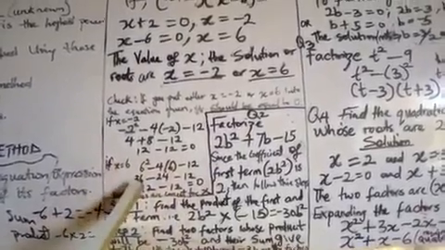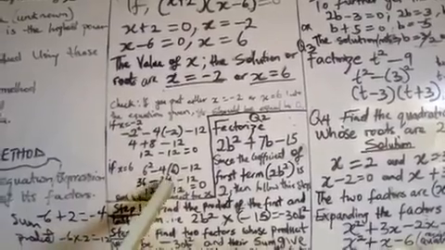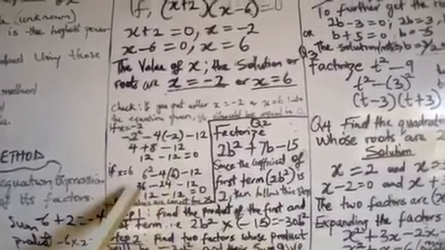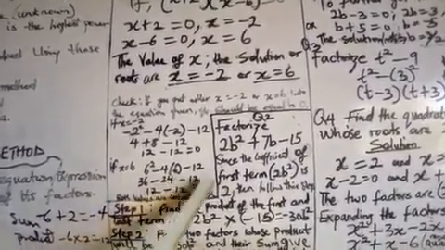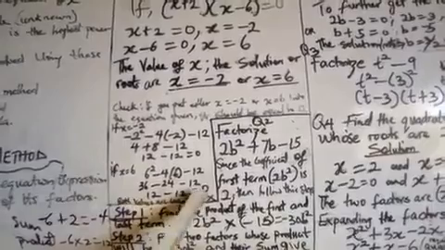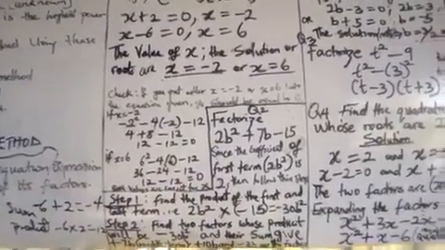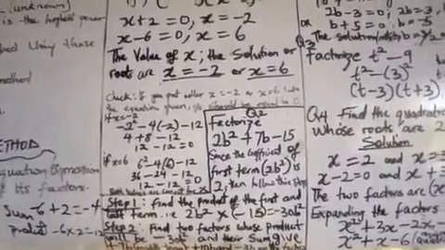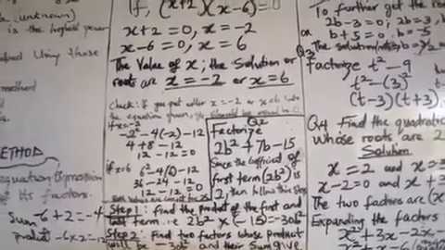6 times 6 will give us 36, minus 24, which is minus 4 times 6, will give us minus 24, minus 12. So you have 36. So 36 minus 24 will give us what? 12. Minus 6, 12, you have 12. 12 minus 12 will give us 0. So that means the two values, x minus 2 or x is equal to 6, are the correct roots of that quadratic expression.